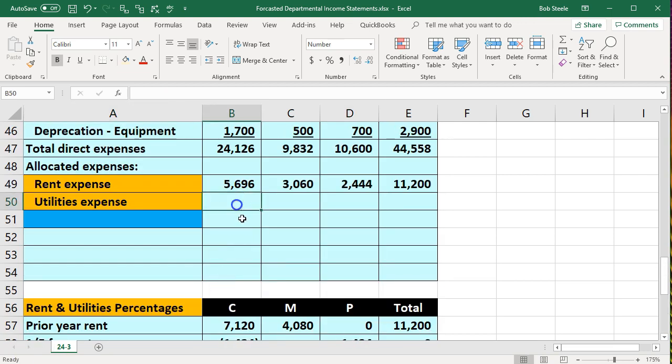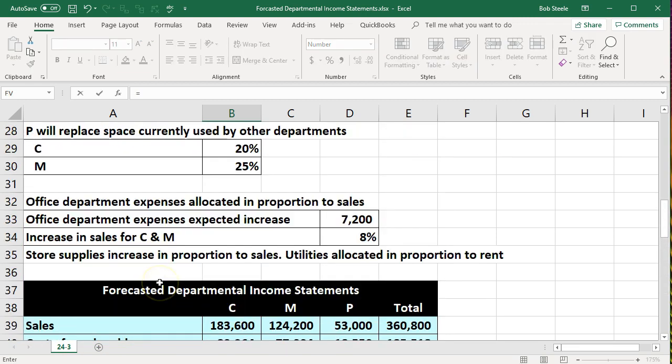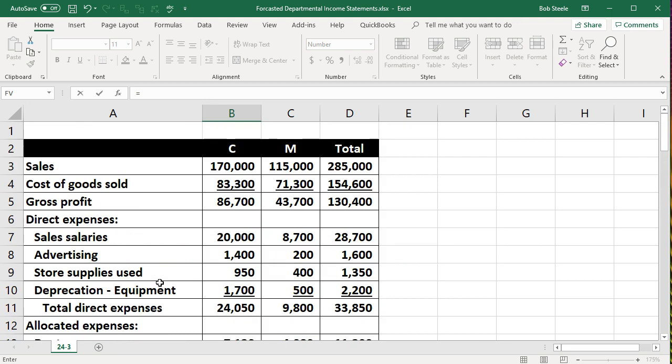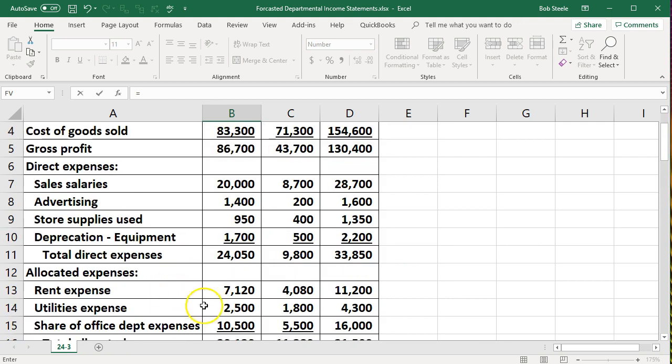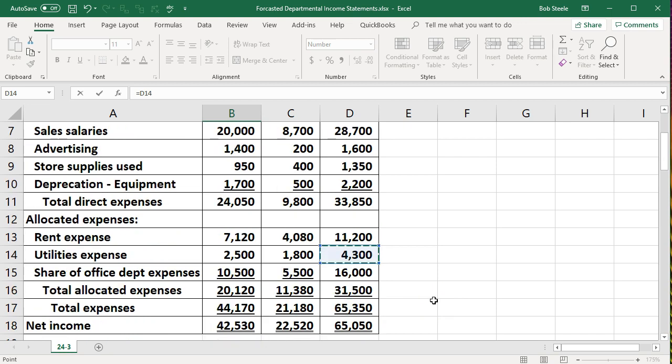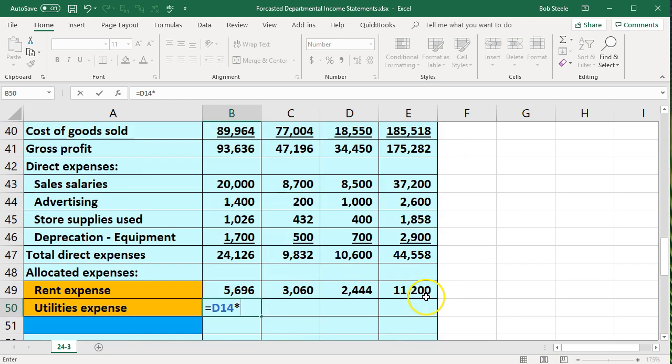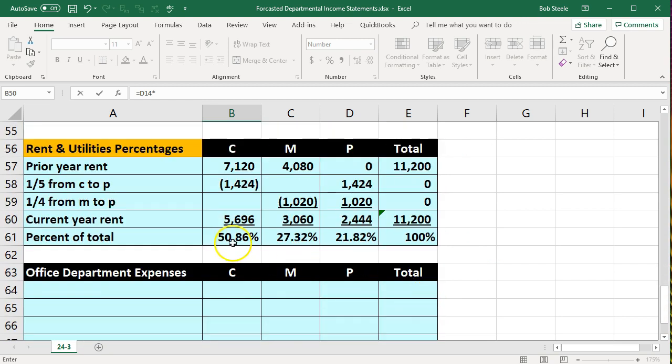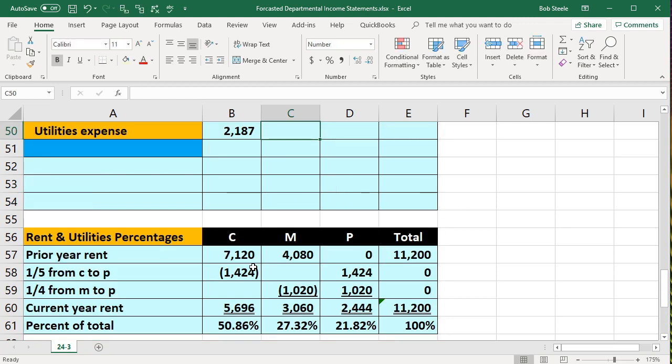So we'll go back up top, and we're going to say this equals, and we're going to scroll back up to the utilities for the last time period. So utilities up top, we're going to take the total and then allocate it based on those percentages. So the 4,300 times, and then scrolling back down, we're picking up this percentage for C. And then tab, so let's do this again.